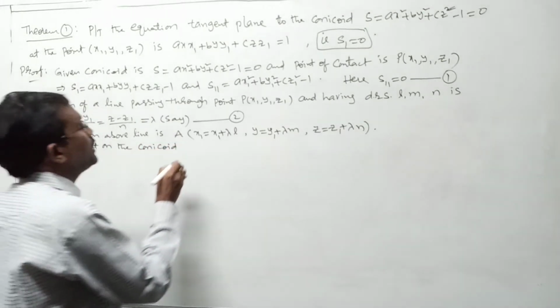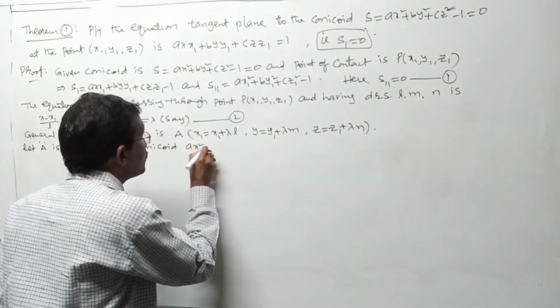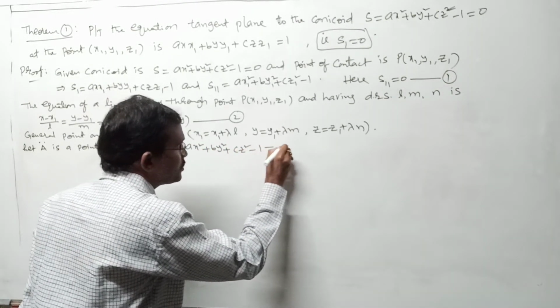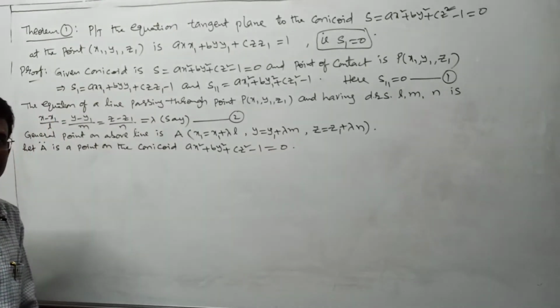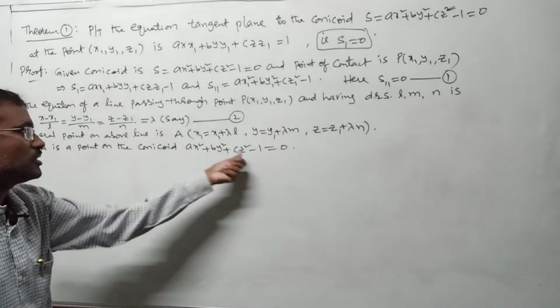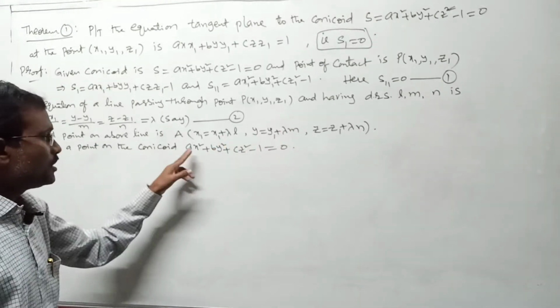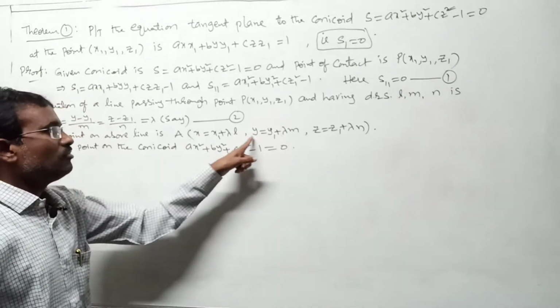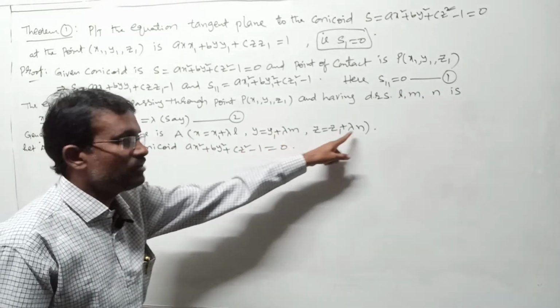What is that conicoid? ax² + by² + cz² − 1 = 0. Whenever a point lies on this conicoid, the equation must be satisfied by that point. So replace x with x1 + λl, y with y1 + λm, z with z1 + λn.